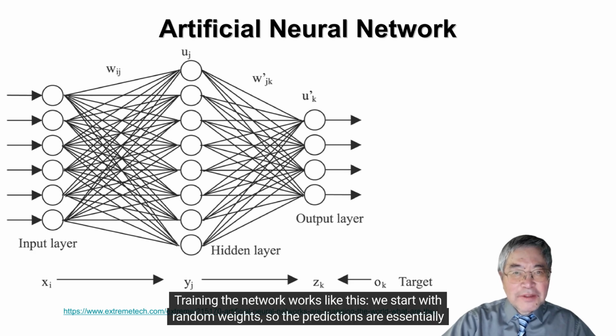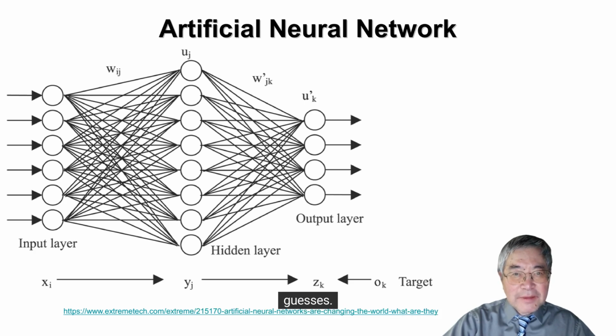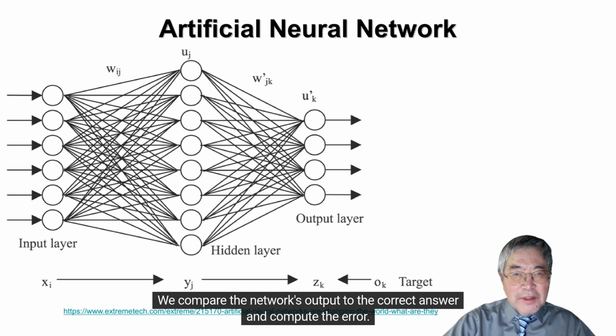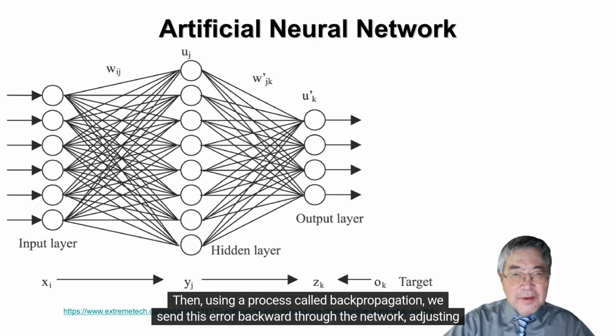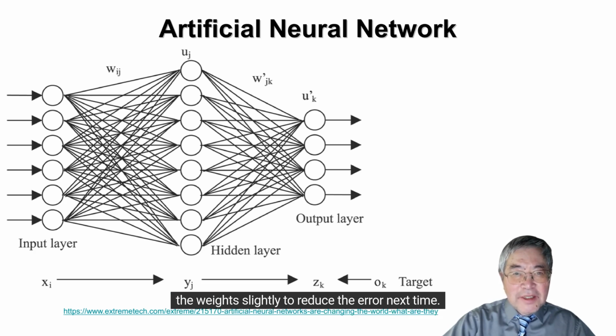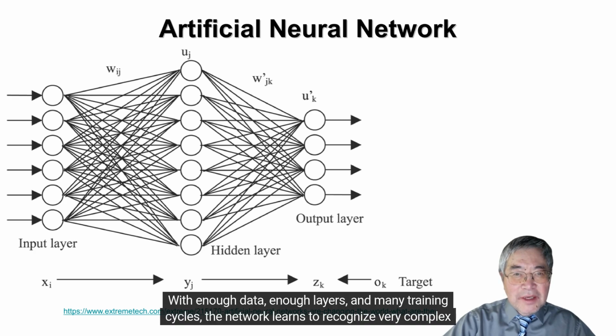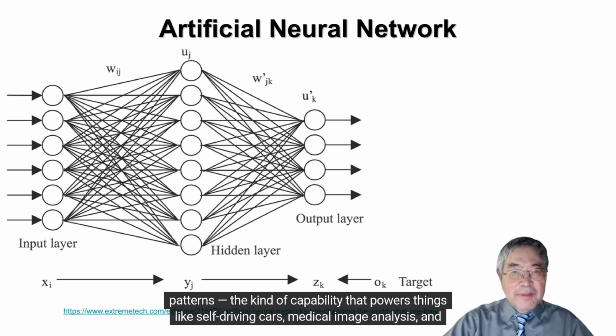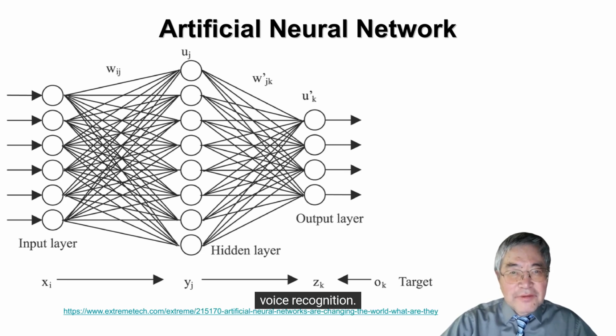Training the network works like this. We start with random weights, so the predictions are essentially guesses. We compare the network's output to the correct answer and compute the error. Then, using a process called backpropagation, we send this error backward through the network, adjusting the weights slightly to reduce the error next time. With enough data, enough layers, and many training cycles, the network learns to recognize very complex patterns, the kind of capability that powers things like self-driving cars, medical image analysis, and voice recognition.